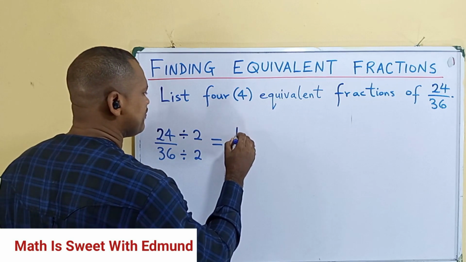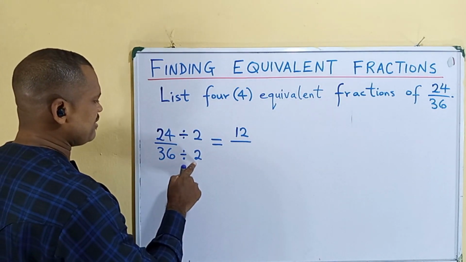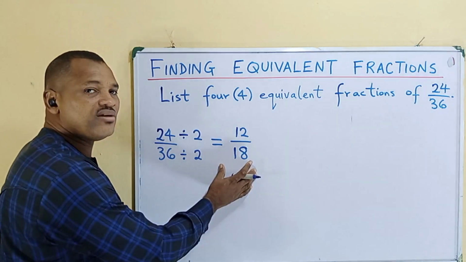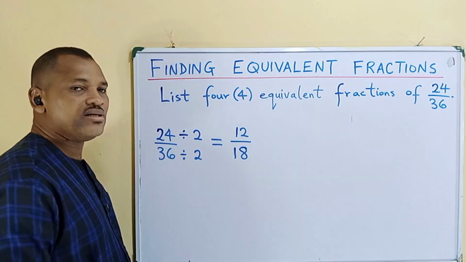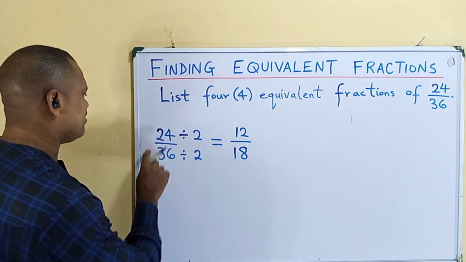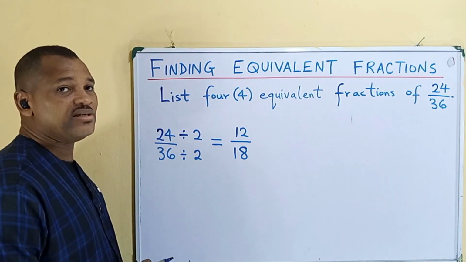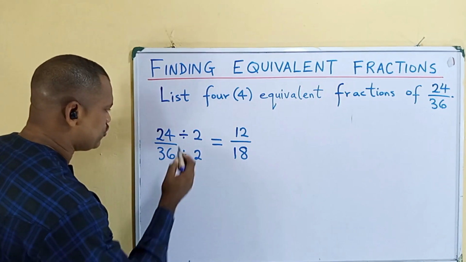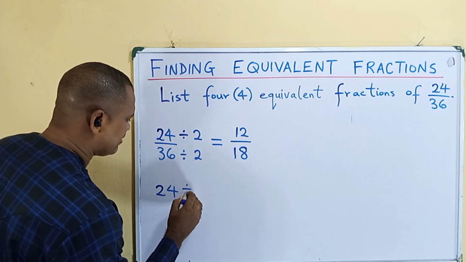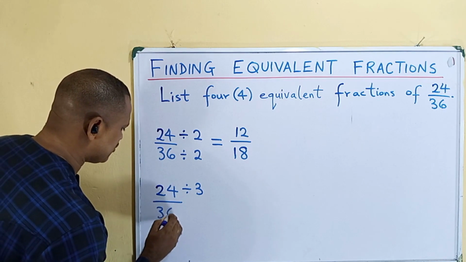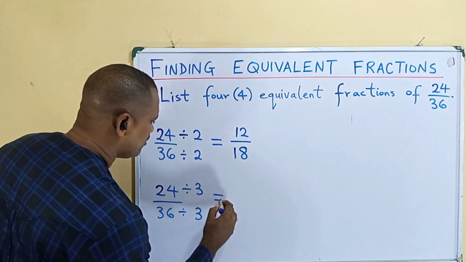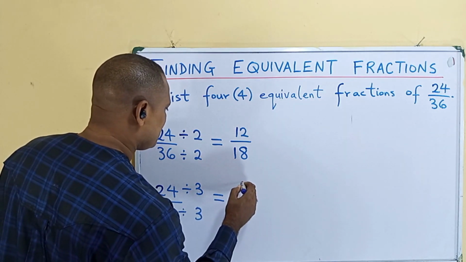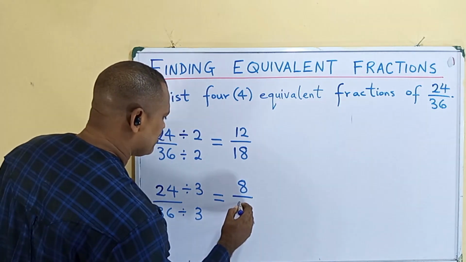Like this. This will give you 12. Divide 36 by 2, that will give you 18. So this is one equivalent fraction of 24 over 36. Let's choose 3. Is 3 a common factor of both of them? The answer is yes, because 3 can divide both 24 and 36 without leaving any remainder. So let's choose 3. 24 divided by 3. And don't forget, 36 also divided by 3. What you do to the top number, you must do to the bottom number. 24 by 3, you will get 8. 36 by 3, you will get 12.